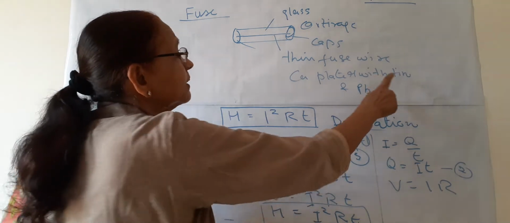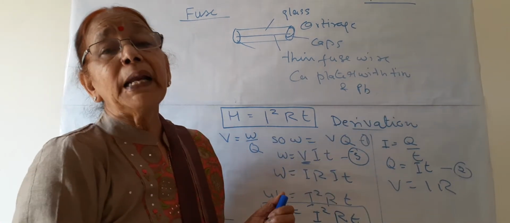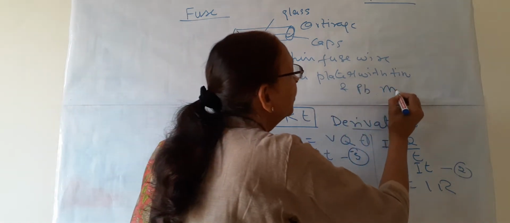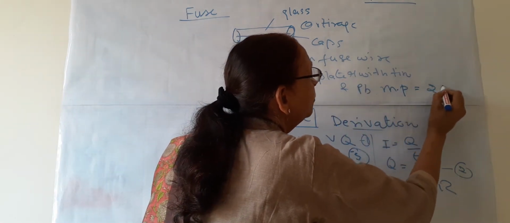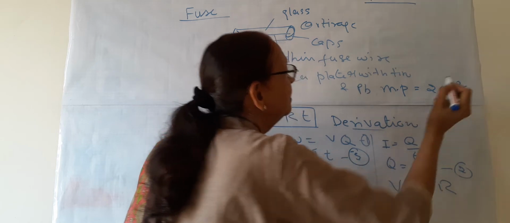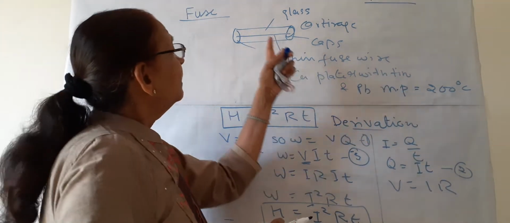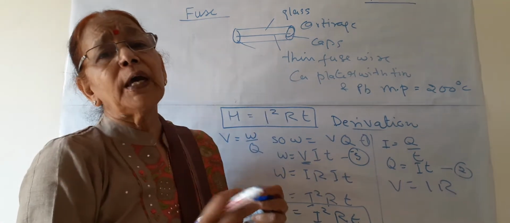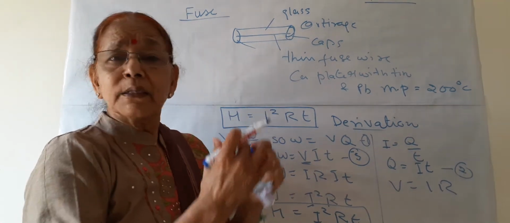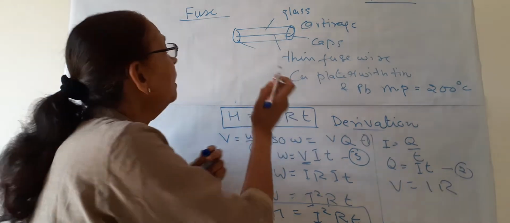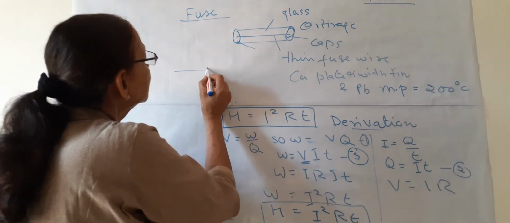Why? By mixing this tin or lead, its melting point becomes very low. Its melting point is around 200 degrees Celsius. So a very low melting point is there, and the resistance of this fuse wire is appropriate. It is not very high, not very low. It is more than the copper wire of the circuit.